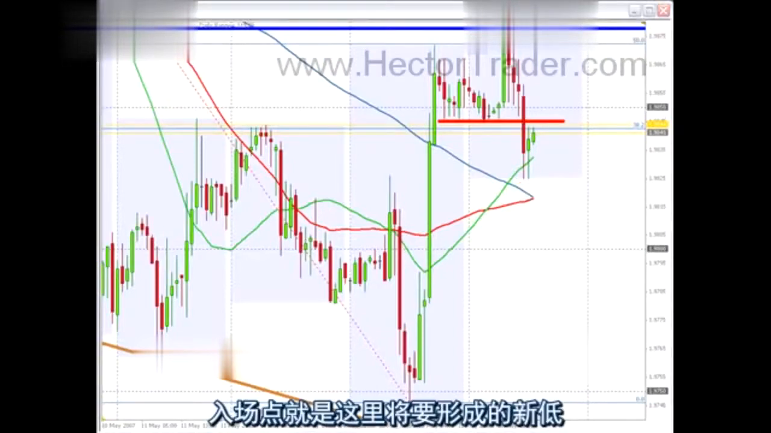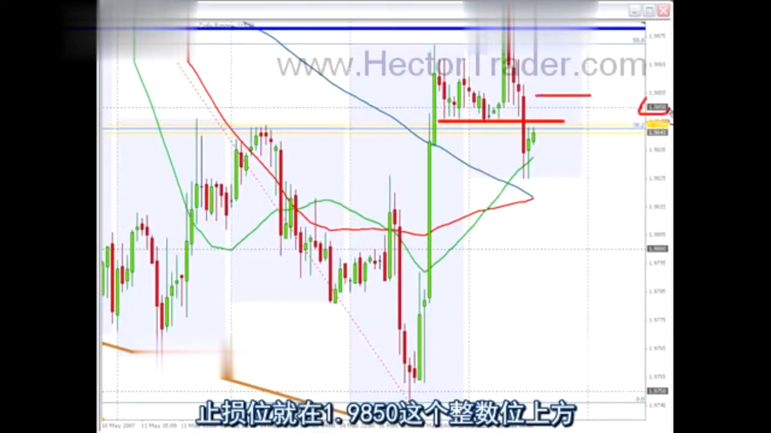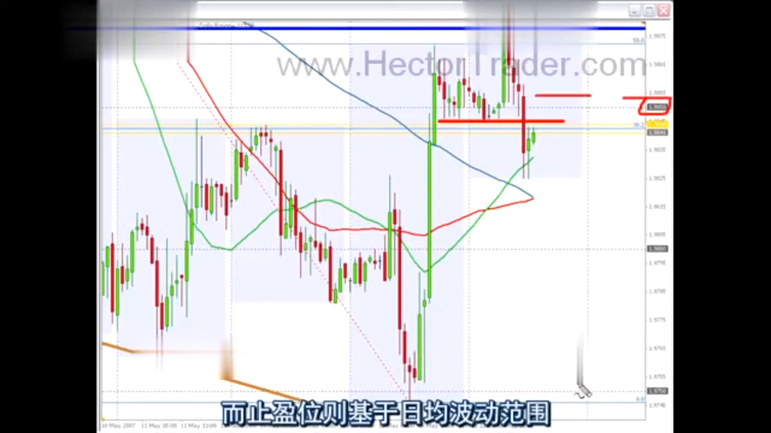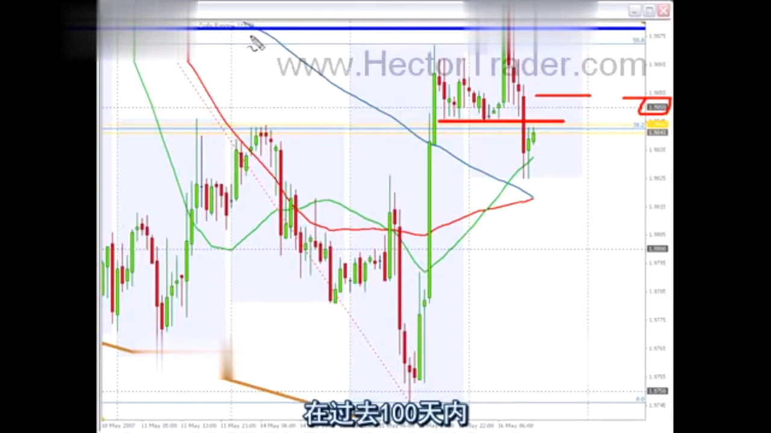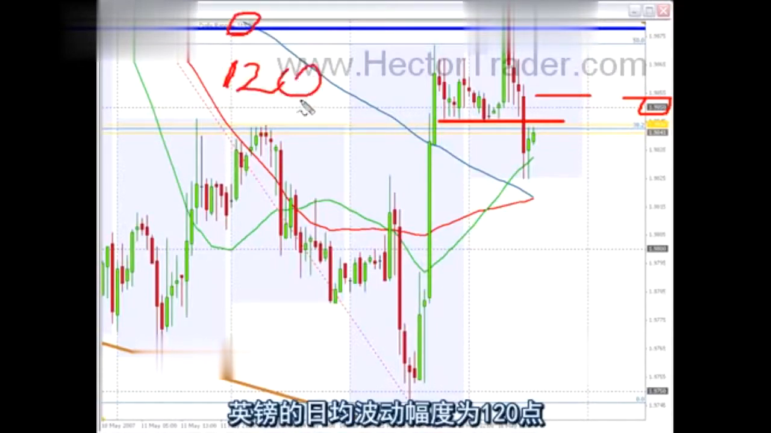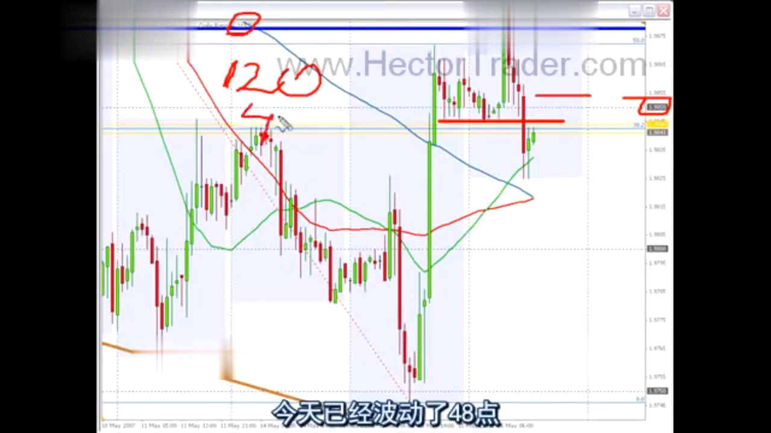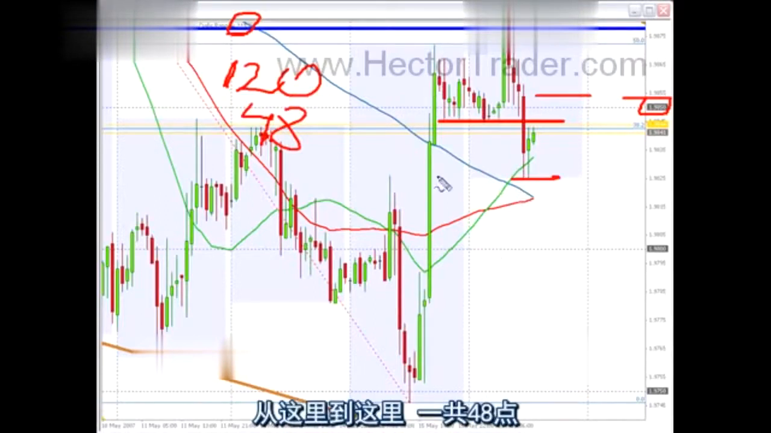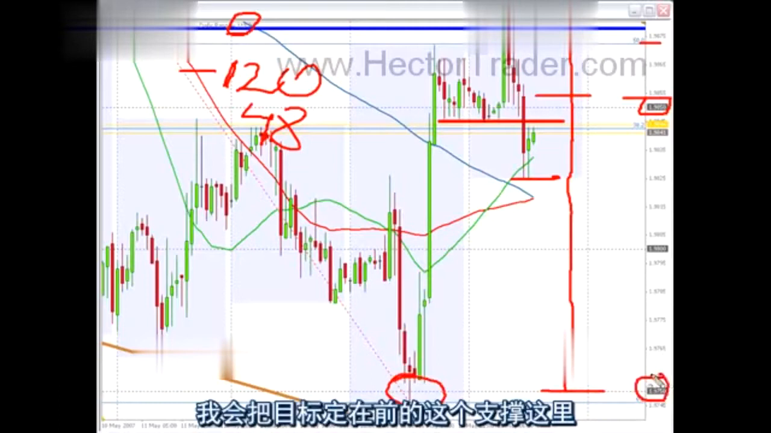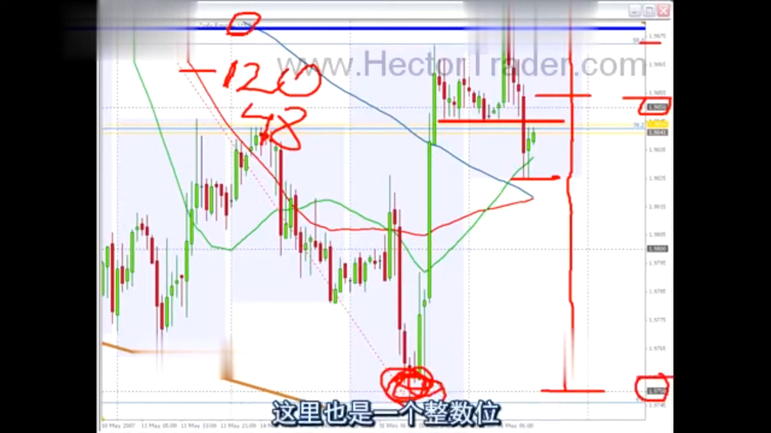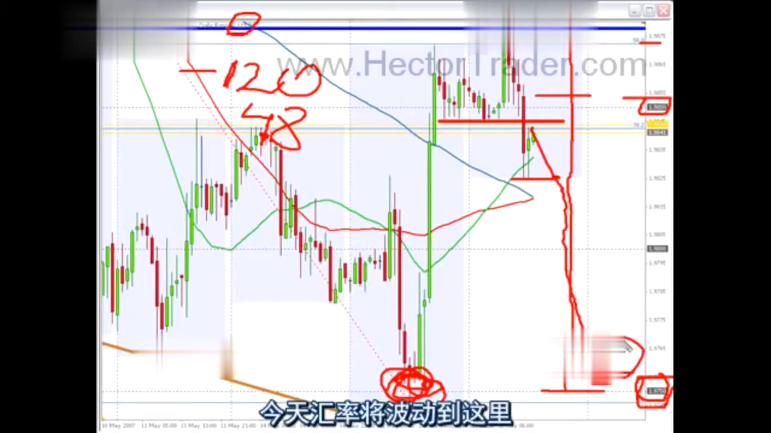The stop loss will be placed above the round number 198.50, and for my target price I'm going to use the average daily range, which is one of my techniques for establishing price targets. The average daily range for the pound in the last 100 days has been about 120 pips. Today we've moved 48 pips, and since the average is about 120 pips, I will add 120 pips from the high of the day, 198.70, which will take me to 197.50. I like this target, it is right at a previous level of support, also the round number. I will just place it a few pips above, and hopefully throughout the day we will sink all the way down here.